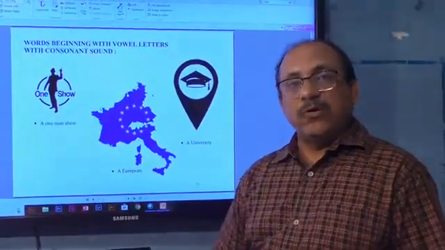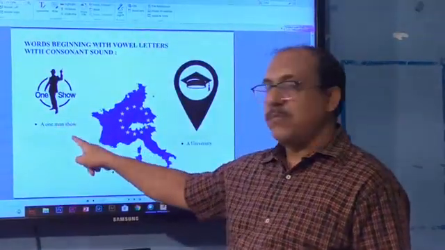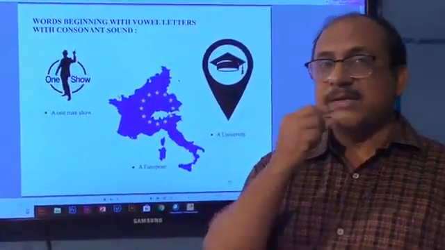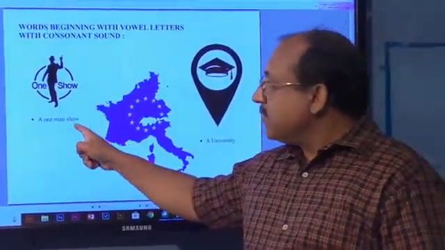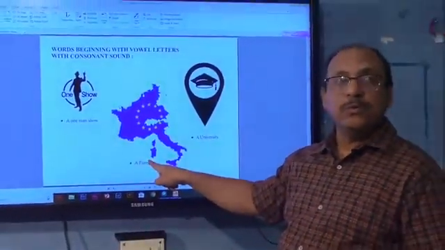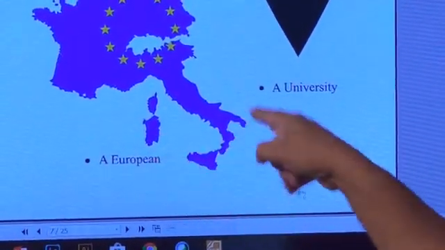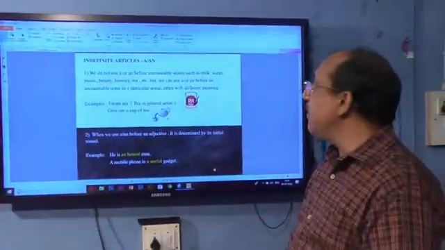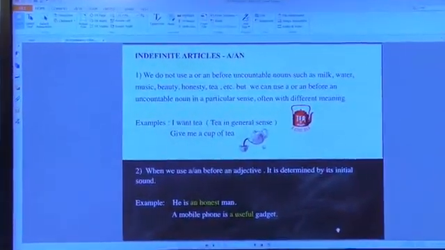This is again an exceptional rule in the use of a. Now you can see, a one man show. One begins with a vowel, but while speaking, it takes the help of both the lips, so the sound is not coming freely. So a is used for it. In a similar manner, European, using the lips, and university, using the lips. That is why a is used, though the words begin with vowels. So this is an exceptional rule. Coming to more use of an and the indefinite articles.